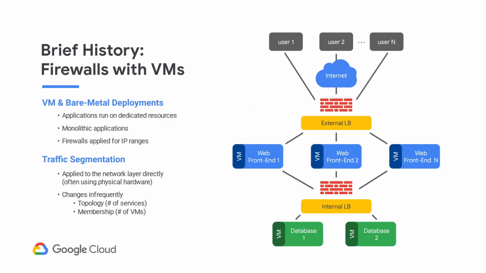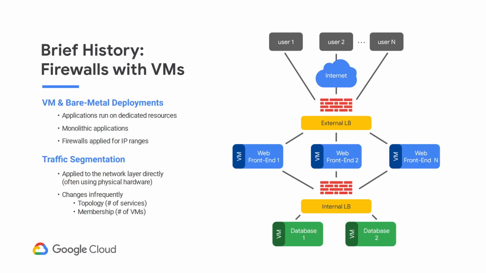Moving on to the third setting, which is container native network policy. So let's start with a brief history of what firewalls actually look like with a traditional VM. If you look in front of you, basically you had users coming in and talking to your load balancer, and there was a firewall on that load balancer.